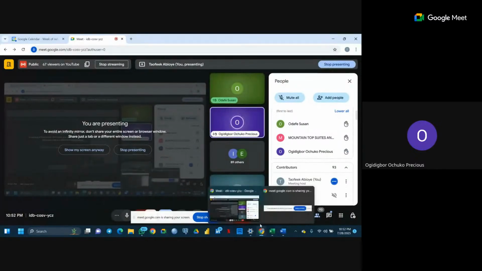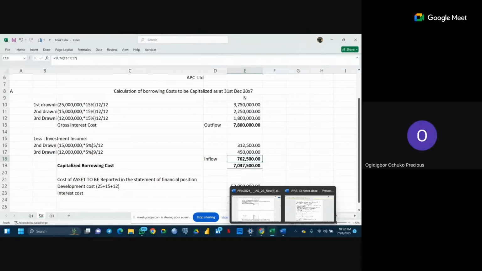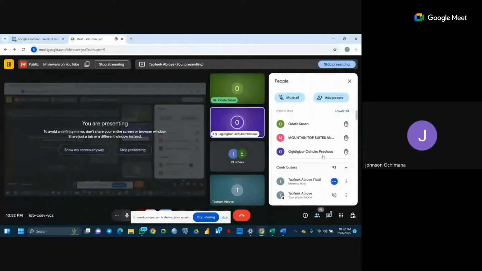762,500, the inflow? Okay, this is it. The addition of this investment, the addition of this interest income is what gives us this one. Okay. Yes. All right, thank you. Sorry, sir.